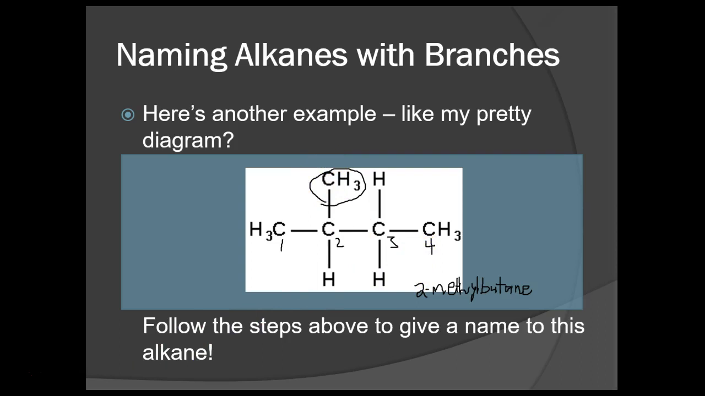If, and this is not right, so don't write it down, but just pay attention. If you had decided to number it backwards, so 1, 2, 3, 4, you might think to call this 3-methyl butane. But the problem is if you numbered it from left to right, you could reduce that number to 2 instead of 3. So these don't work, okay, because we're not getting the branches as low a number as possible. Okay, so that is 2-methyl butane.